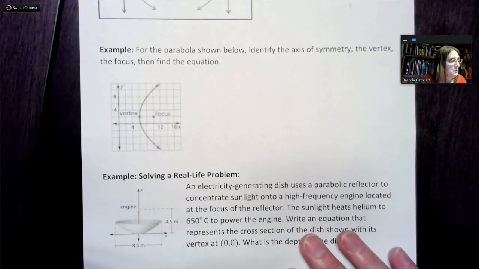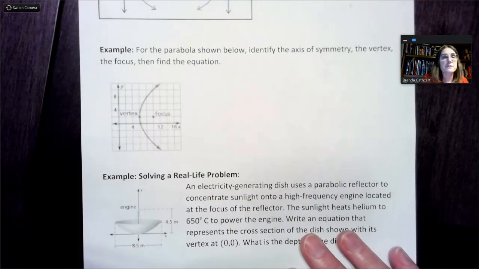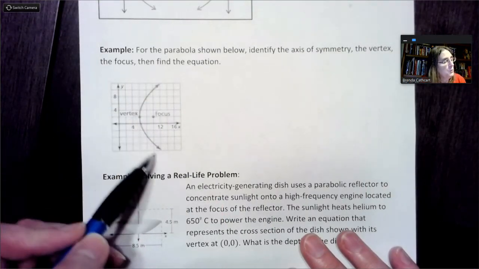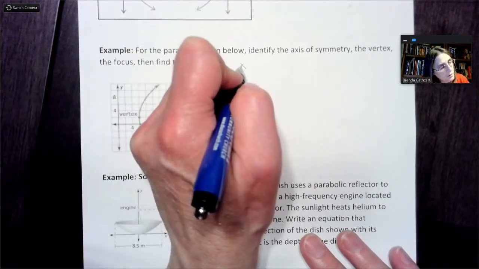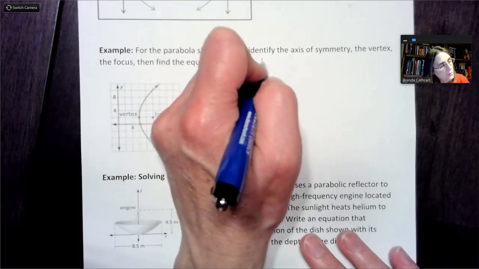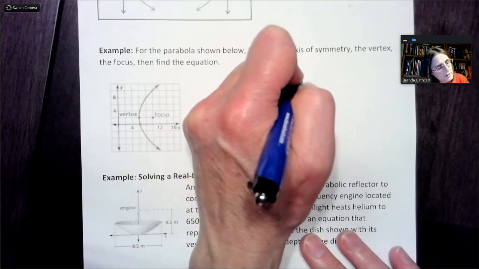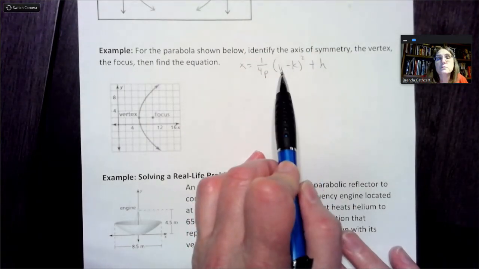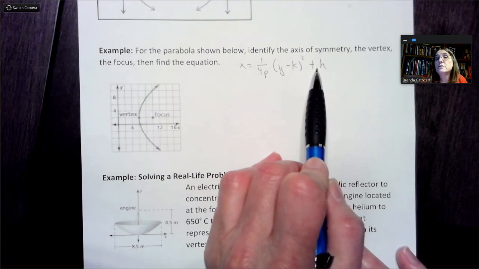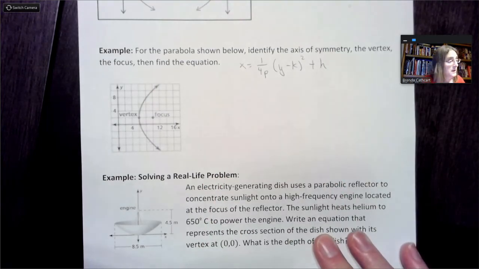Here's a parabola. We want to identify the axis of symmetry, the vertex, the focus, and then find the equation. Notice our parabola opens sideways, so it's going to be x equals 1 over 4p, and we're going to have y minus k squared plus h. The k is going to change the y, the h is going to change the x. So let's see what we have.